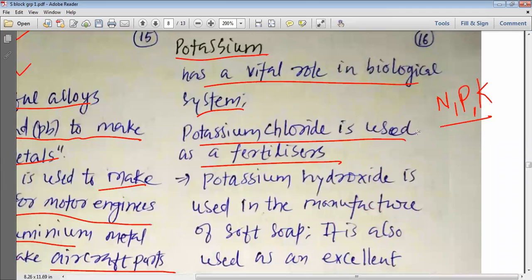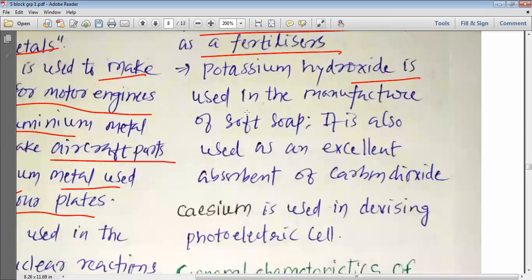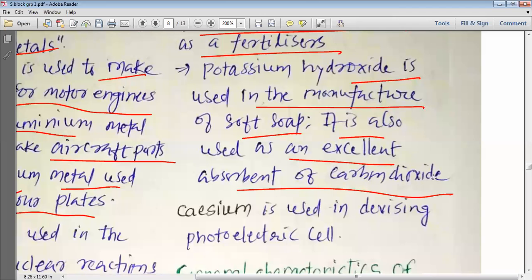So these NPK are needed for the various fertilizers, and that is why potassium is one of them, and that is why it is used in the fertilizers. Potassium hydroxide is used in the manufacture of soft soap. It is also used as an excellent absorbent of carbon dioxide.